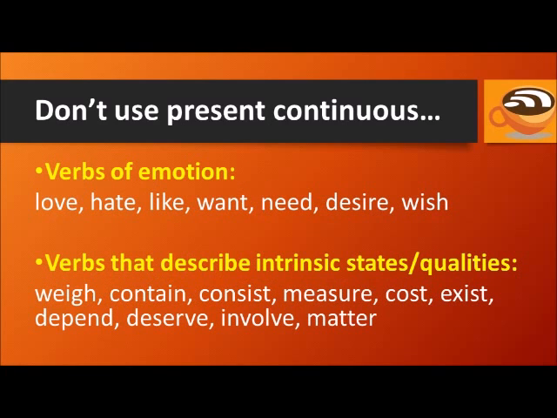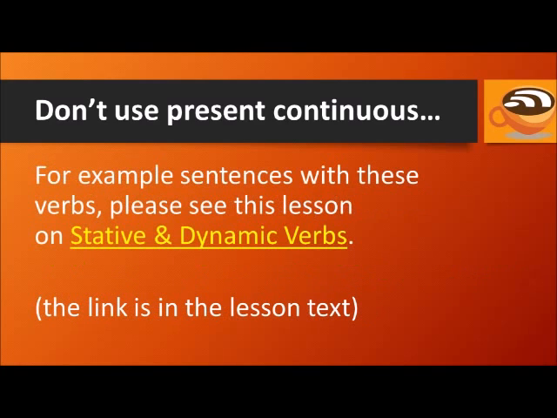Verbs of emotion, like love, hate, like, want, need, desire, and wish. And verbs that describe intrinsic states or qualities, like weigh, contain, consist, measure, cost, exist, depend, deserve, involve, and matter. For example sentences with these verbs, please see the lesson on stative and dynamic verbs. The link is in the lesson text.